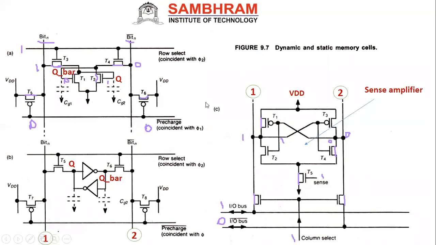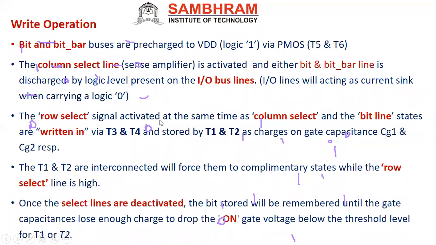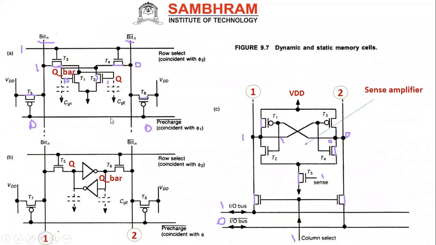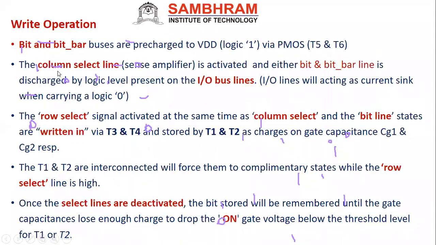That is why you can see the row select signal is activated at the same time as the column select. When both are activated, the bit line states are written. So the data are written now. That is via T3 and T4, and stored by T1 and T2 as charges.